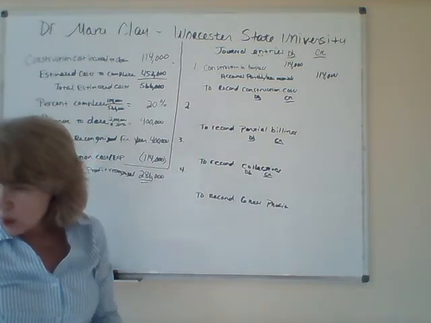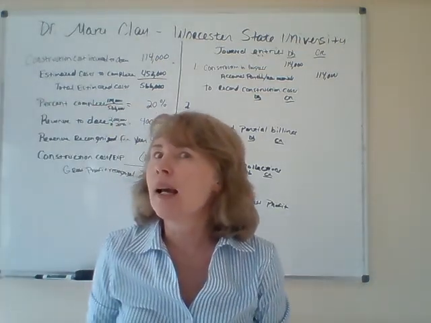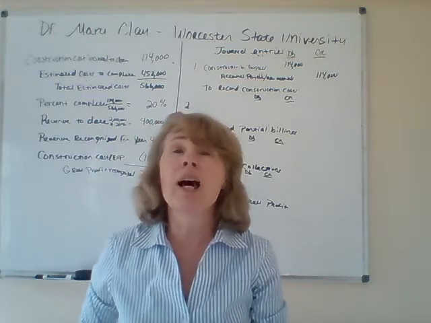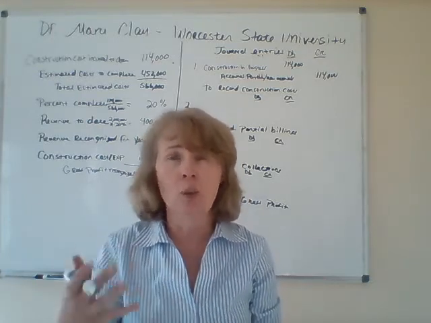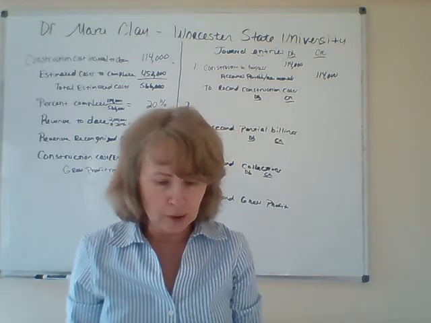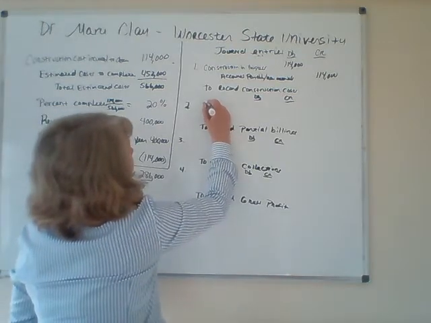Okay, now let's go to the next one. We're going to record partial billings. I'm going to tell you this is just like accounting 1, all right? So the partial billings account will be a contra account. You'll see the way that works when we do the balance sheet. All right, so partial billings, you're just going to debit accounts receivable.